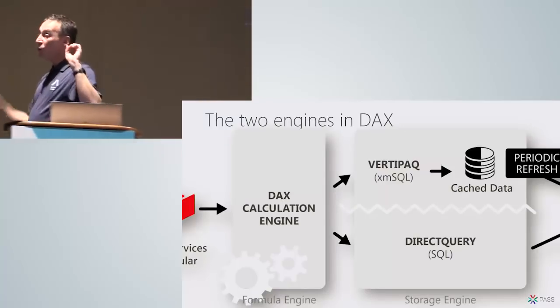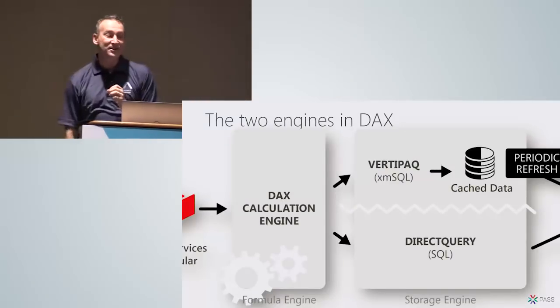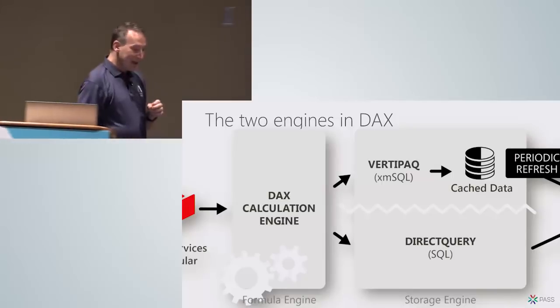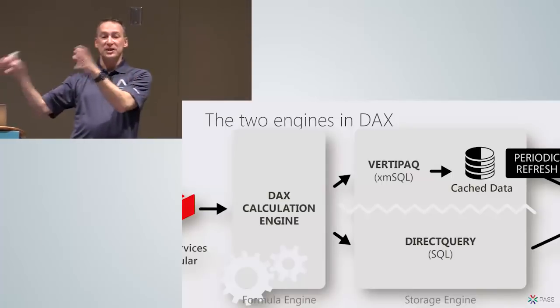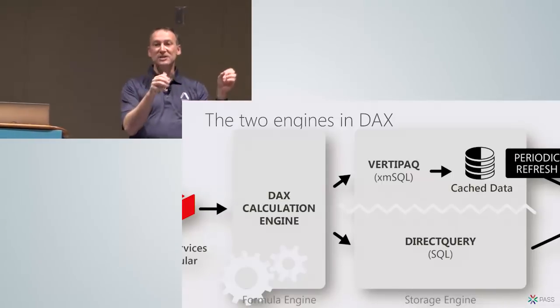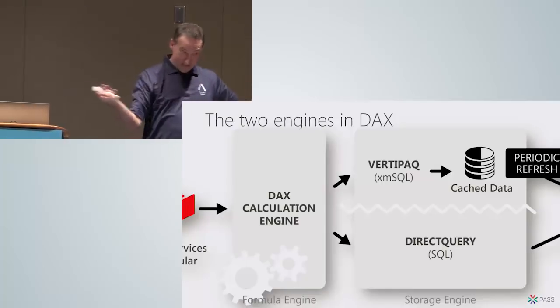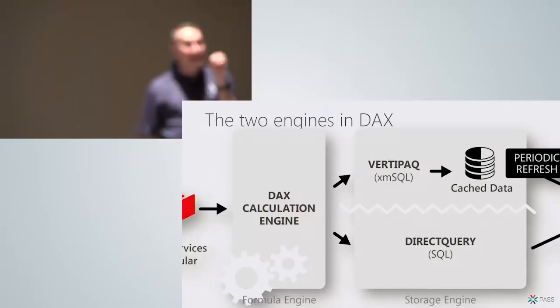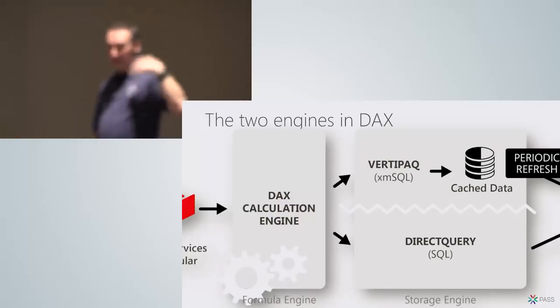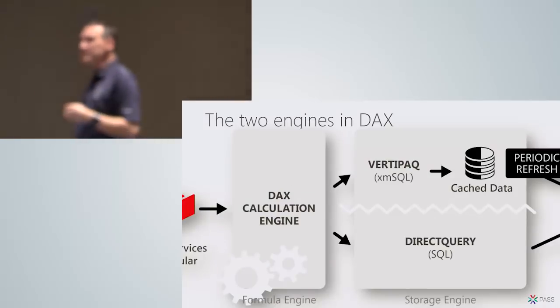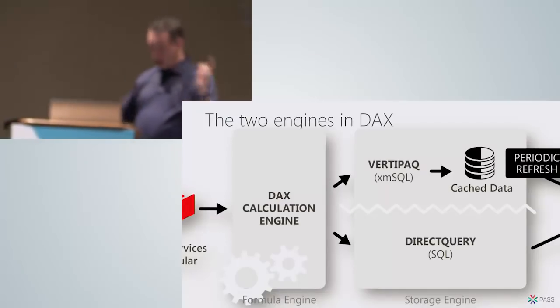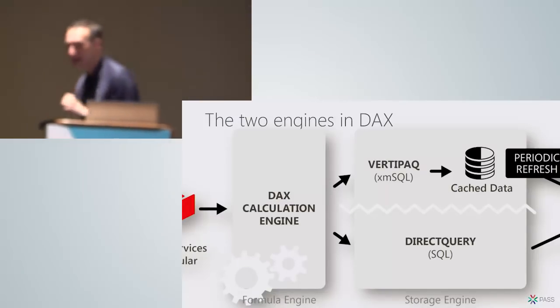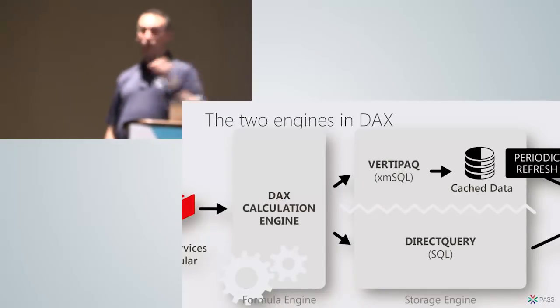The two have one characteristic that distinguishes them, and it's very simple. Storage engine is fast, formula engine is slow. It's as simple as it is. It's a bit more complex than that, but mainly storage engine runs in parallel. It can run on as many cores as you want, and so it scales very well. Formula engine, on the other hand, is still single core.